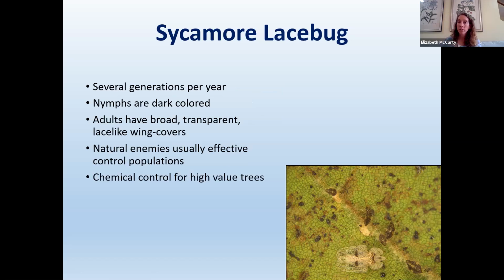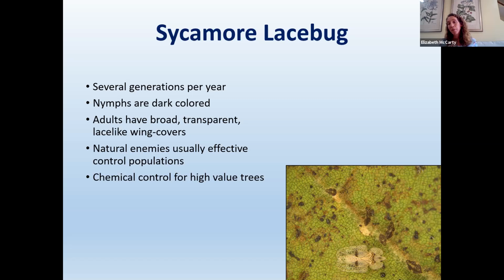There are several generations a year. Again, with more generations, we typically have a buildup of populations, so the damage can often be observed more commonly later in the year, depending on the species. The nymphs are dark colored again, and the adults are broad and have this lacy appearance to their wings and their coverings. The natural enemies are usually effective to keep those populations at manageable levels.